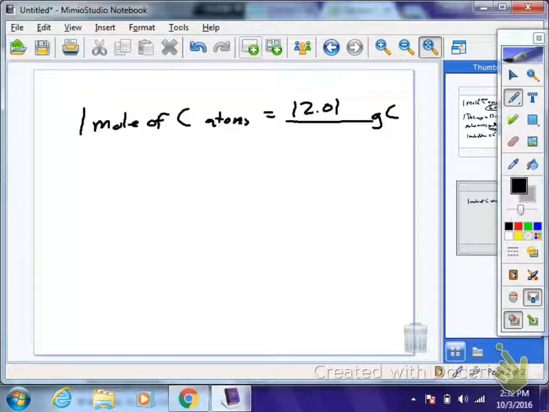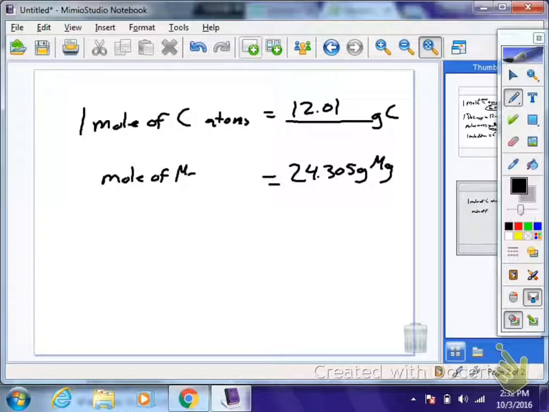Okay? So let's say that I have 24.305 grams of magnesium. How many moles of magnesium atoms do I have? Fill in the blank. 1. I know that 24.305 grams of magnesium is equal to 1 mole of magnesium.